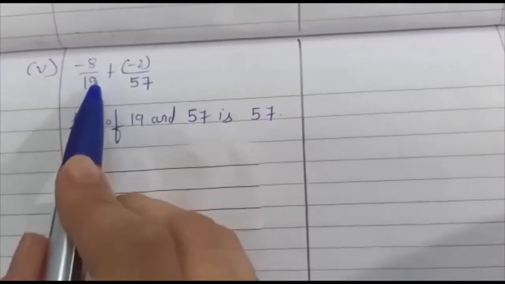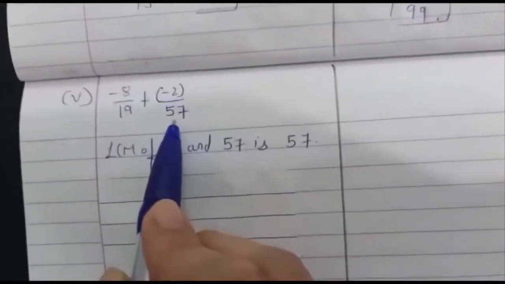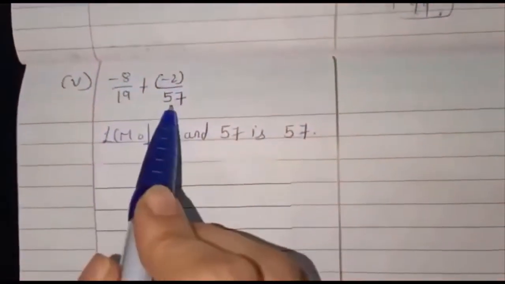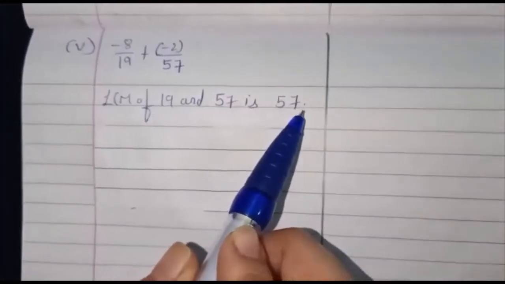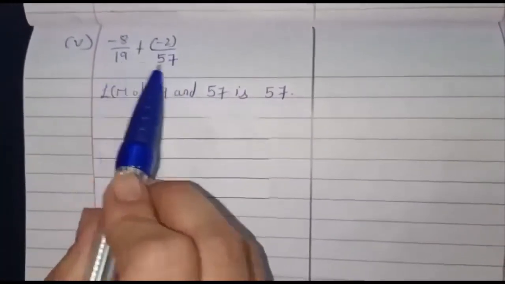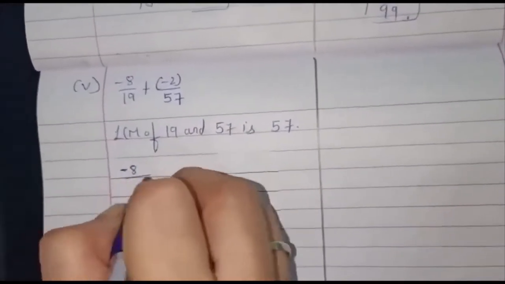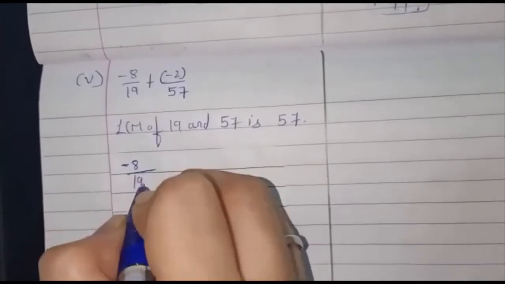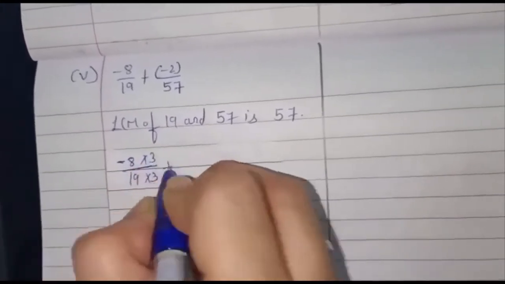Fifth number, minus 8 upon 19 plus minus 2 upon 57. Now the denominators are different, so again we will find the LCM. The LCM of 19 and 57 is 57. Now we will change both denominators into 57. So minus 8 upon 19. Now 19 we will multiply with 3, and down 3, up also 3.